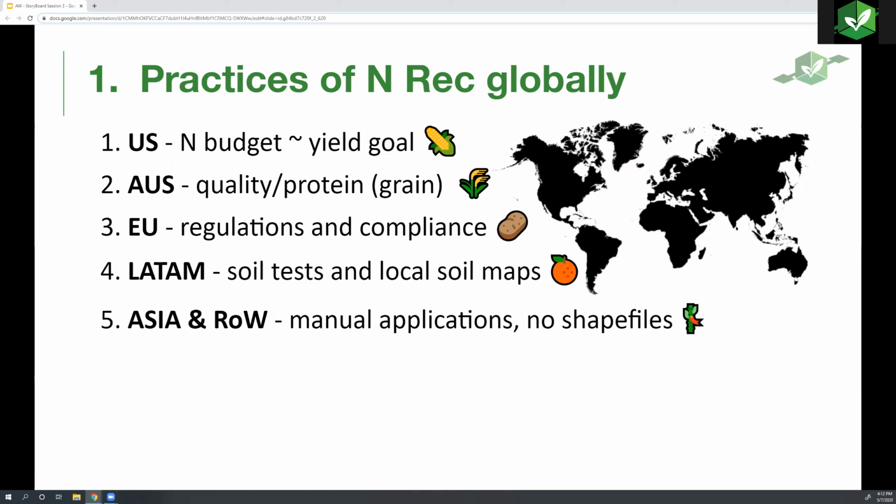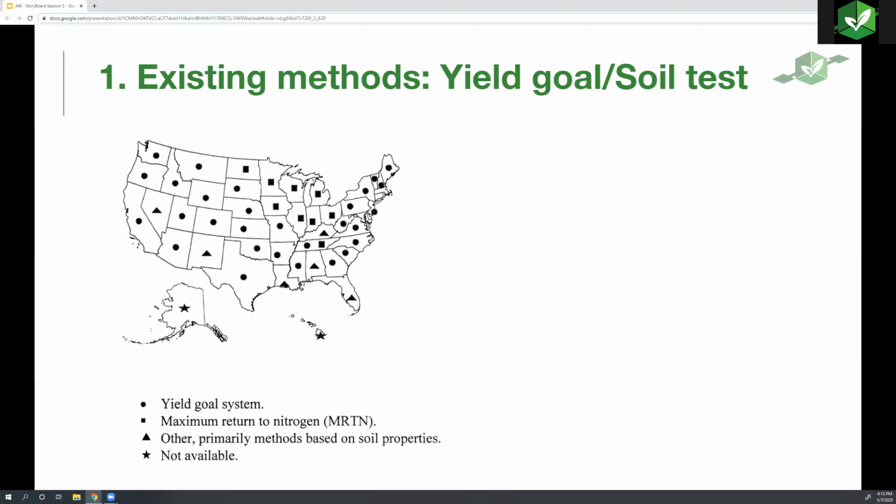So let's look at some examples. And a happy farmer. A happy farmer, that's also very important, because we've got to keep him in business. We need to satisfy all the parties involved. So let's look at this quick example. This is the map of the US.